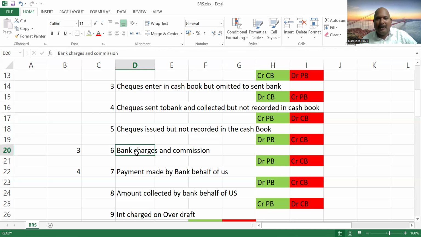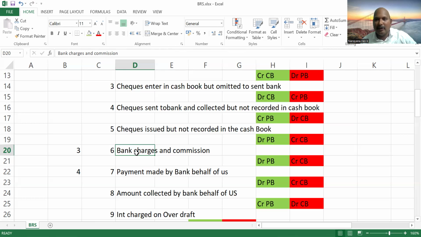Next, payment made by the bank on behalf of us. Some payments like insurance premiums and any installments, EMIs, whatever it may be, which we want to pay fixedly every month or every 15 days or every week, we give standing instructions to the bank, and the bank will pay on our behalf. For example, every quarter we want to pay an insurance premium. We give instructions to our bank. I took an insurance policy in the Life Insurance Corporation of India.